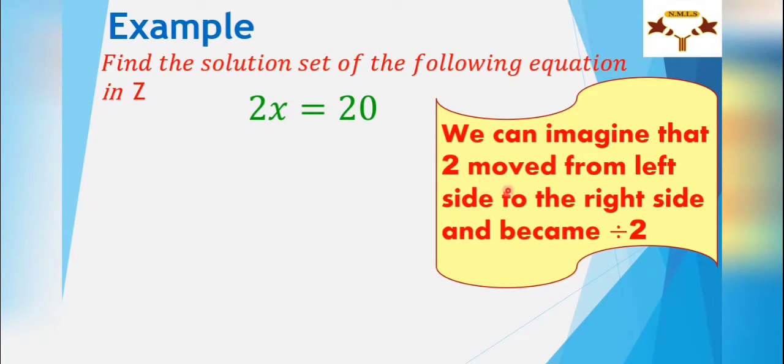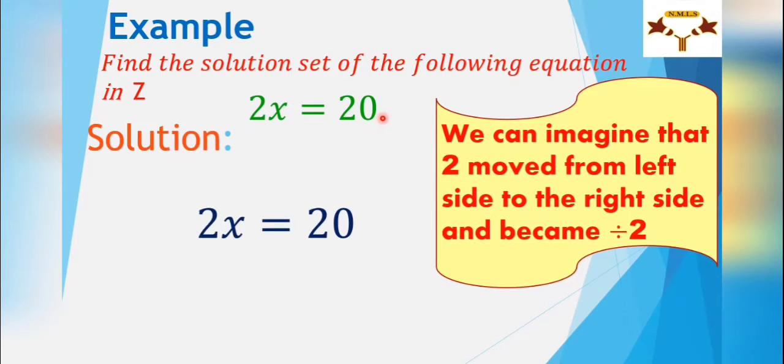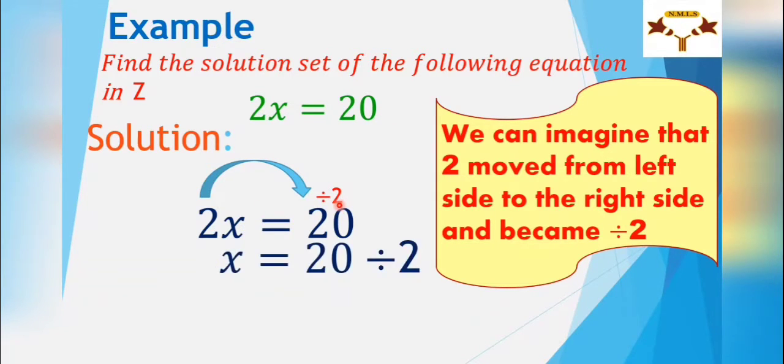To solve this, I will move, or I can imagine that the 2 moved from the left side to the right side and became a divide by 2. Why divide? Because the 2 here is multiplied to x. If it moves to here, it will be divided. So 2x equal 20. The 2 will move to the other side by the division operation. And here x equal 20 divided by 2, so x equal 10.